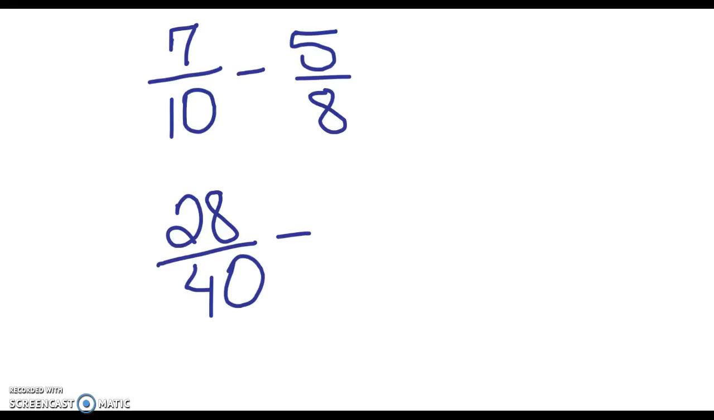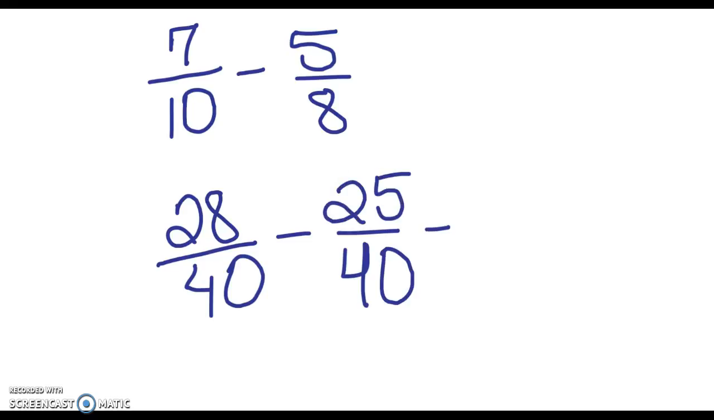The second fraction, in order to get 40 on the bottom, I'd have to multiply by 5. So 8 times 5 is 40. 5 times 5 is 25. Once I've got the denominators the same, then I just either add or subtract the numerators. So in this case, I'm doing 28 minus 25, which is 3. And the denominator stays the same. Make sure my answer is reduced, which it is, and then I'm done.